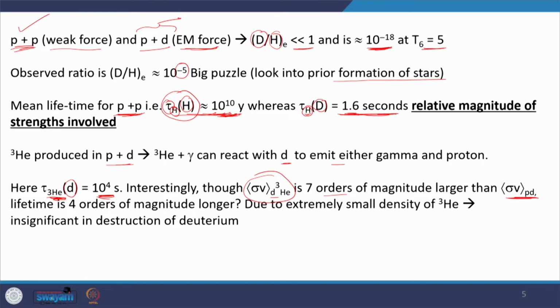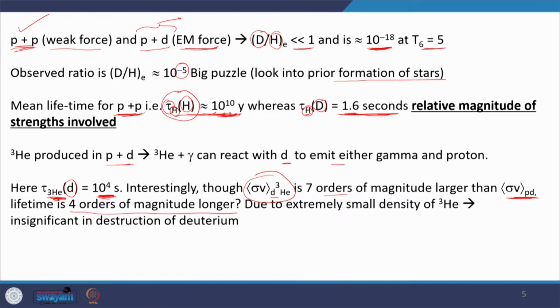The PD reaction lifetime is 1.6 seconds and the helium-3 D reaction lifetime is 10 to the power of 4 seconds. So, about 7 orders of magnitude larger. However, the lifetime, as expected, is not much lower, whereas it is 4 orders of magnitude longer.